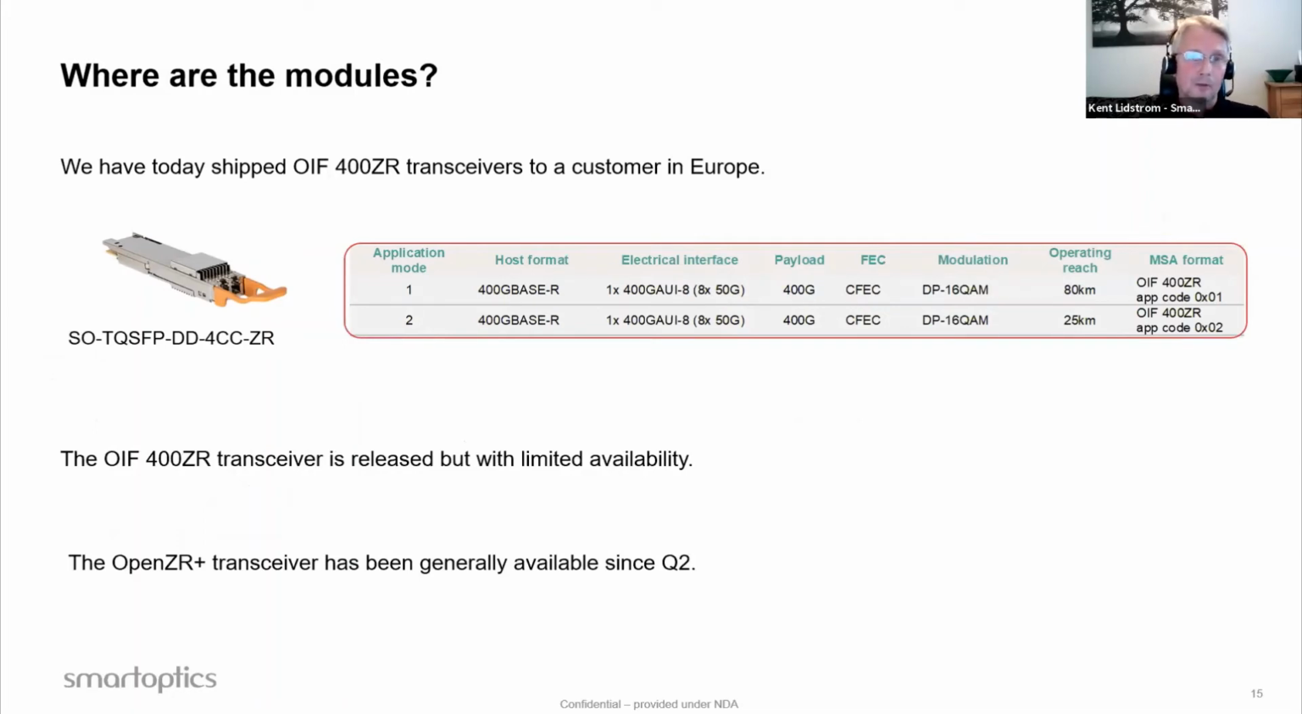The table that you see in the middle, the application mode, specifies what the module is capable of doing. The intention is that the module itself presents what kind of capability it has. When you plug these optics into a router or switch, that router or switch will read those application modes and see what kind of capabilities it has.